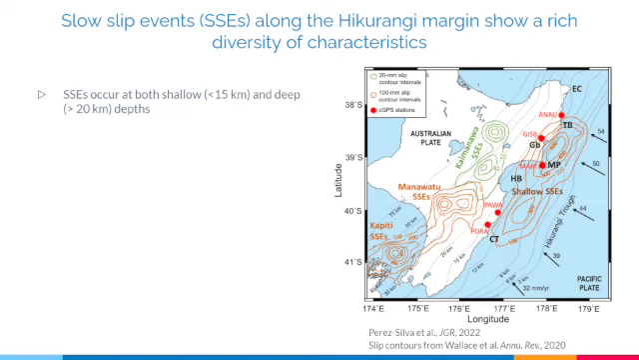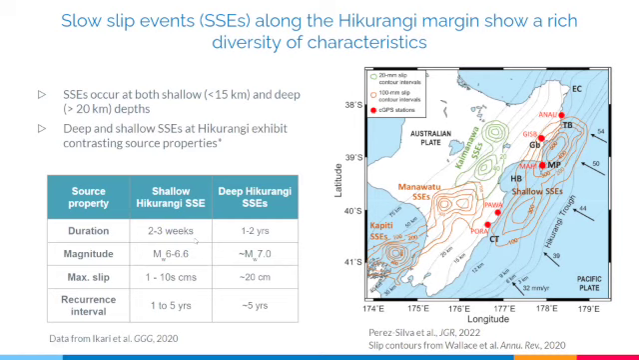These events also show contrasting source properties. Shallow Hikurangi SSEs are usually of short duration, between 2 to 3 weeks, and low magnitudes, whereas deep Hikurangi SSEs have much longer durations, between 1 and 2 years, and larger magnitudes.